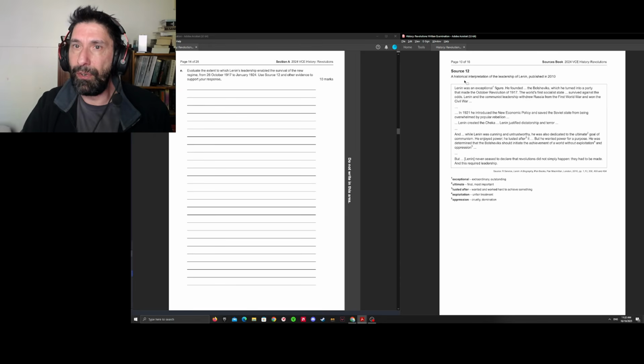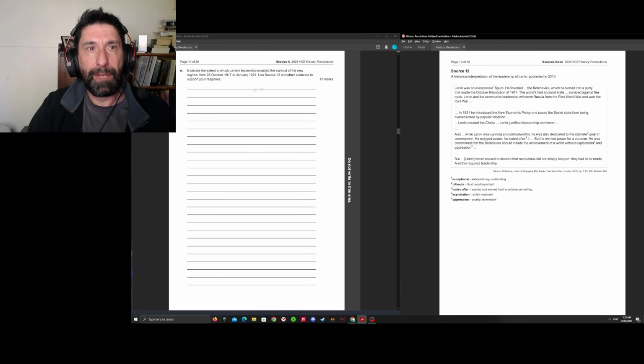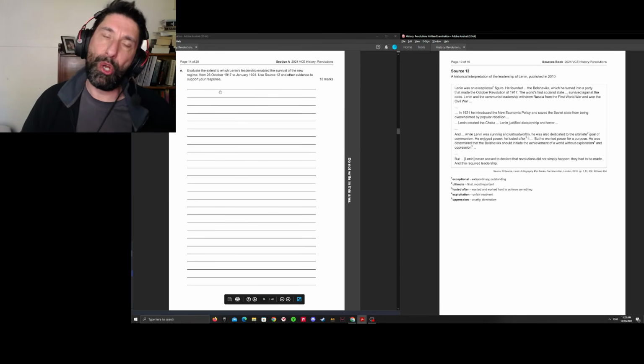And we looked at this before, a historical interpretation of the leadership of Lenin, published in 2010. It is from Robert Service. So you've got to refer to source 12, at least one reference in source 12 in your response to this 10-mark question, plus a whole lot of your own knowledge.